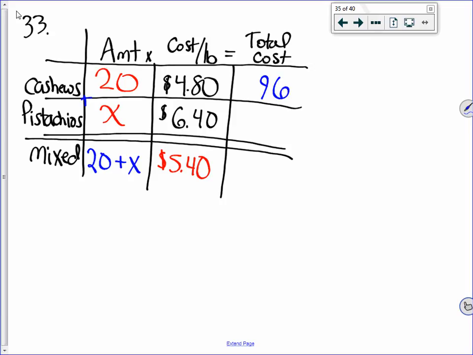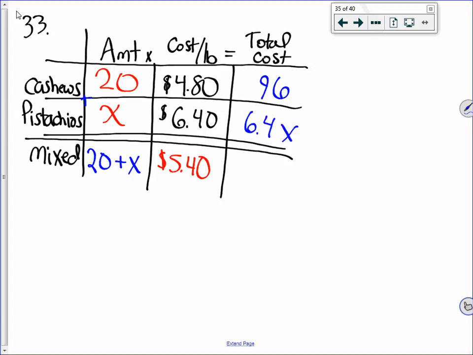DJ? For this problem, would it matter for the order of X and 20? Well, it would because they tell you how many cashews. They say 20 pounds of cashews, and they say how many pounds of pistachios. So the pistachios have to go with the X. And this is 6.4X.